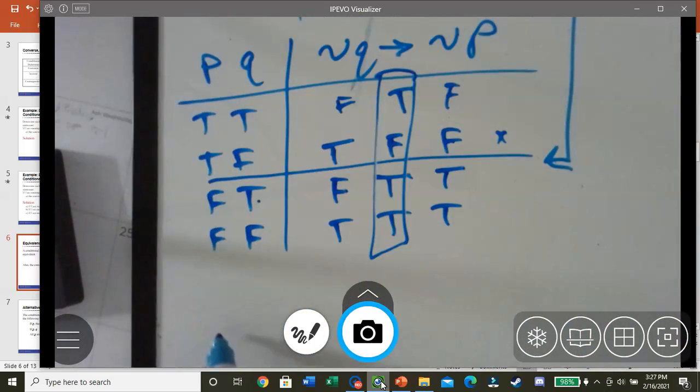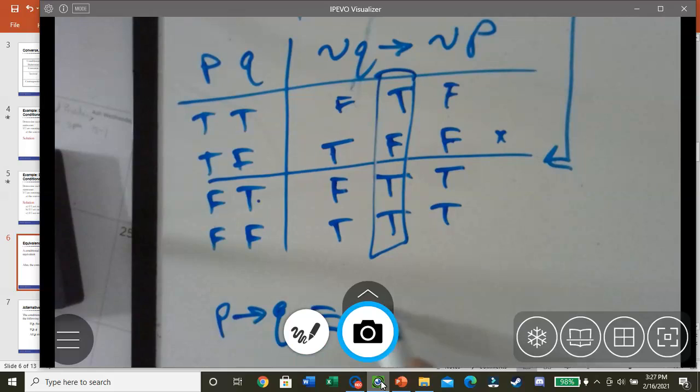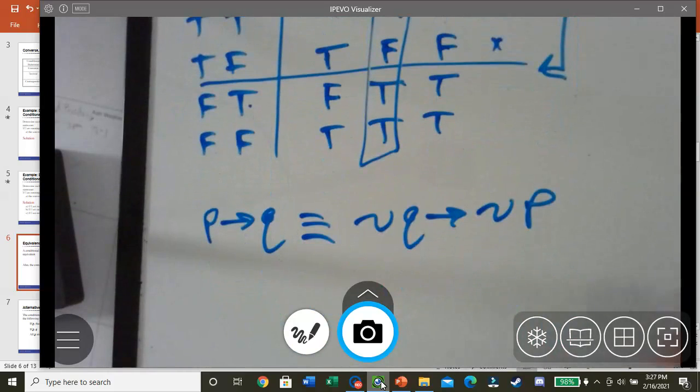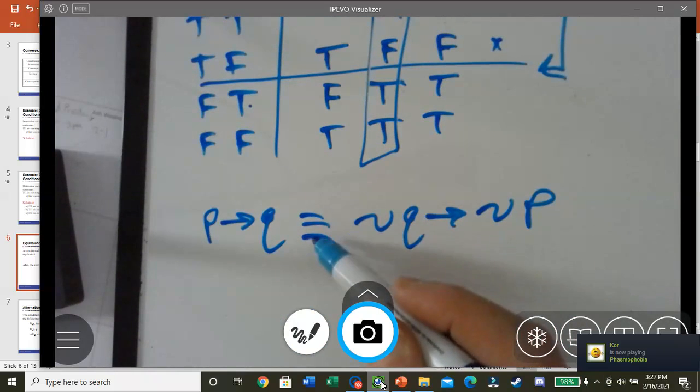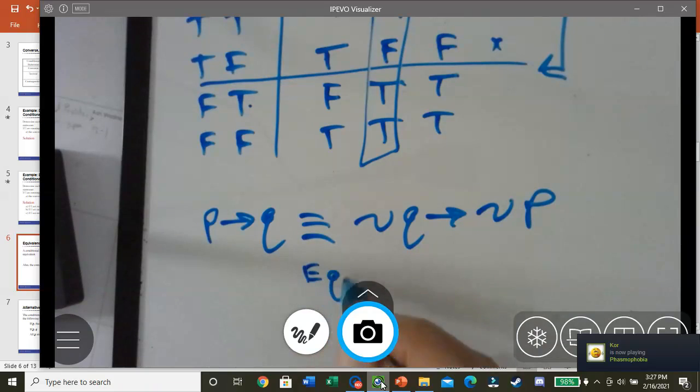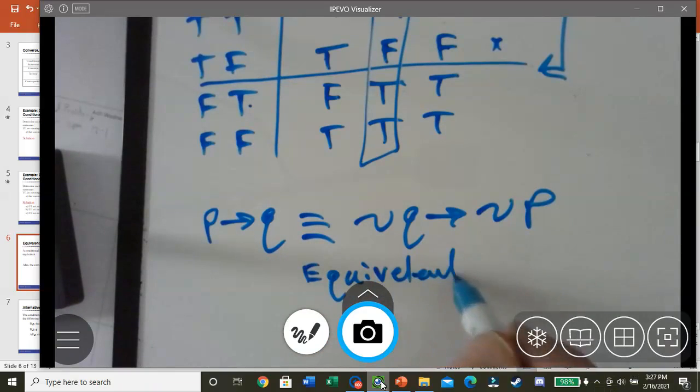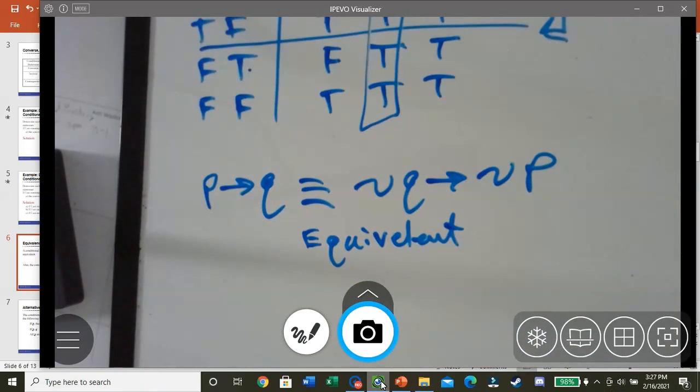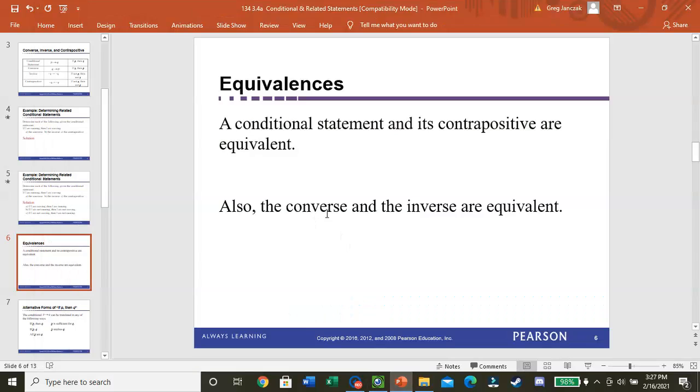So we can say if P, then Q is equivalent to if not Q, then not P. Okay, so this triple looking equal sign means equivalent. So they're equivalent truth tables. And the same thing that happened would hold true for converse and inverse. Converse is where P and Q are flipped. Inverse is where it's if not P, then not Q.